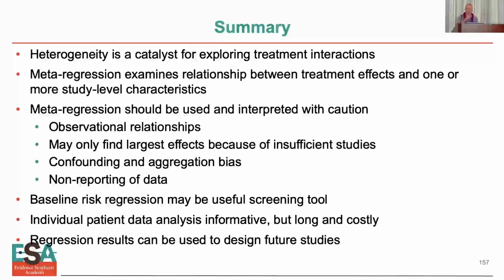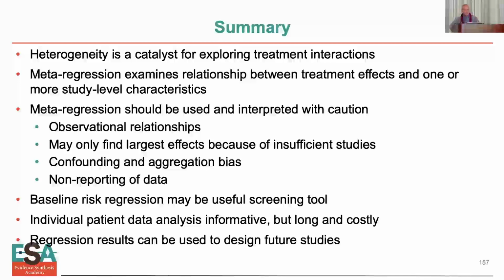All right, so to summarize this particular section, heterogeneity is a catalyst for exploring treatment interactions. Meta-regression examines the relationship between effects and one or more study characteristics. It should be used and interpreted with caution, though, because these are observational relationships. You may only find the largest effects because you have an insufficient number of studies. There's potential confounding and aggregation bias, and there's also potential non-reporting of data. You could use the baseline risk. I didn't talk about this, but you could also use the control rate or the mean level in the control group as a baseline risk variable as well. But you have to be careful there because they're oftentimes correlated predictors, and so you get into these correlated regression problems.